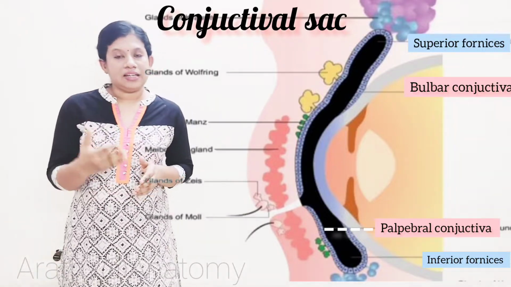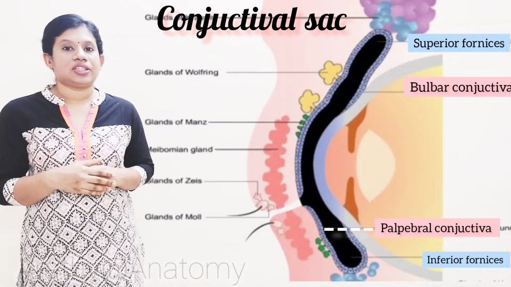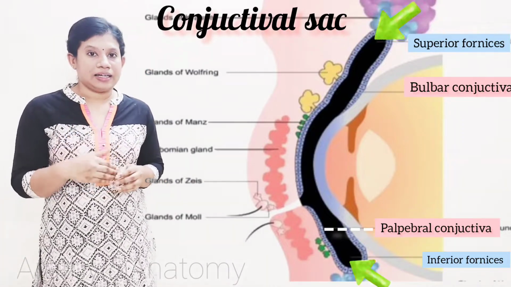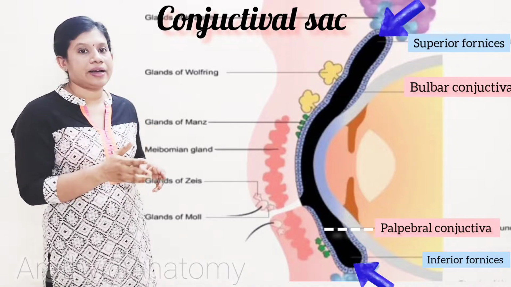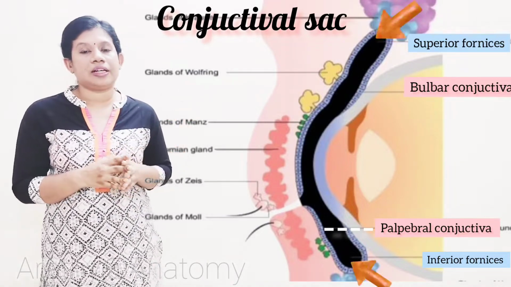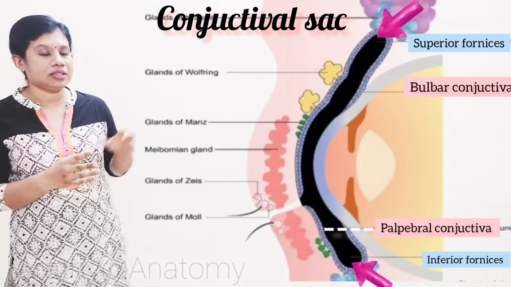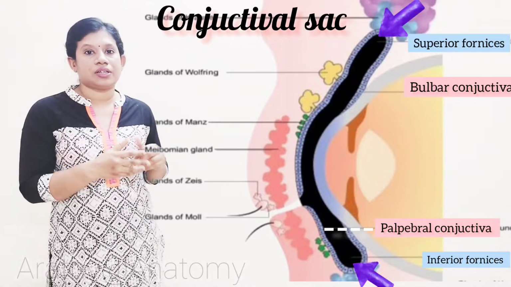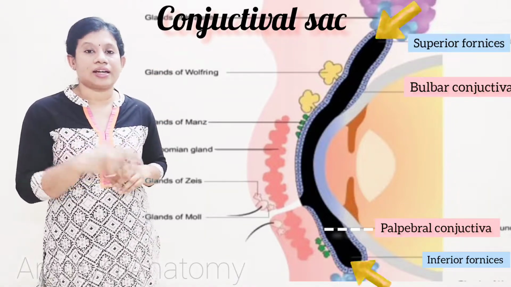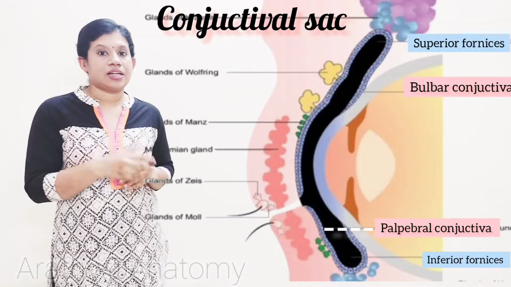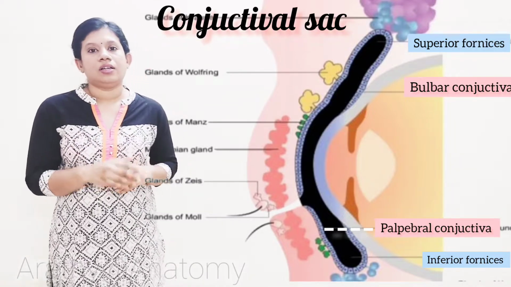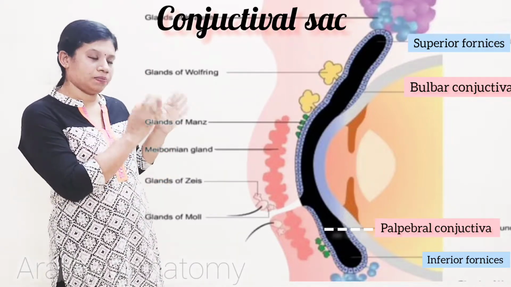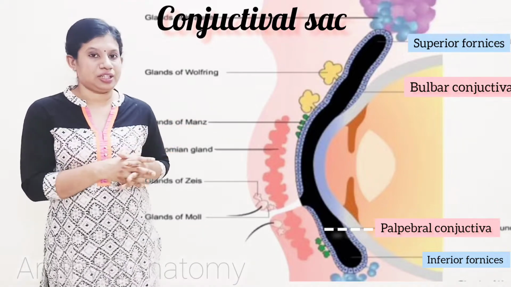The line along which the palpebral conjunctiva of the upper and lower eyelid is reflected onto the eyeball is called the superior and inferior conjunctival fornix. In the superior conjunctival fornix, you can see most of the tear ducts open, along with the accessory ducts. Okay, now moving on to the palpebral and bulbar conjunctiva in detail.